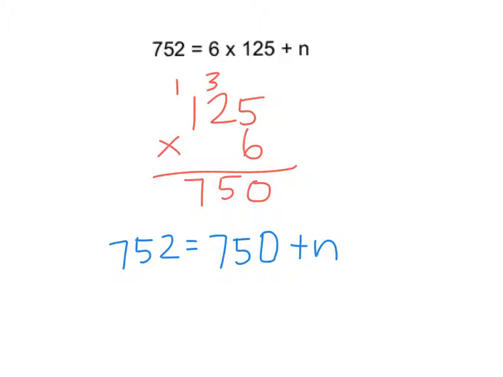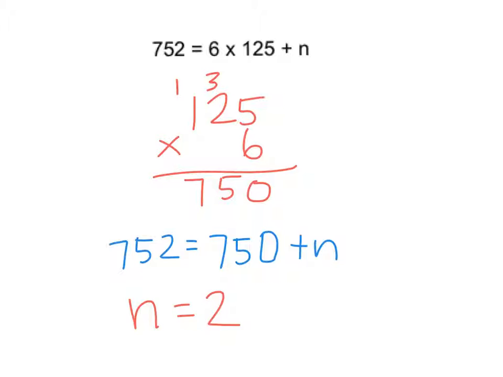So now I'm just looking for my n. Looking at 752 and 750, I only need 2 more to get this to be equal. So I'm going to say that my n equals 2.